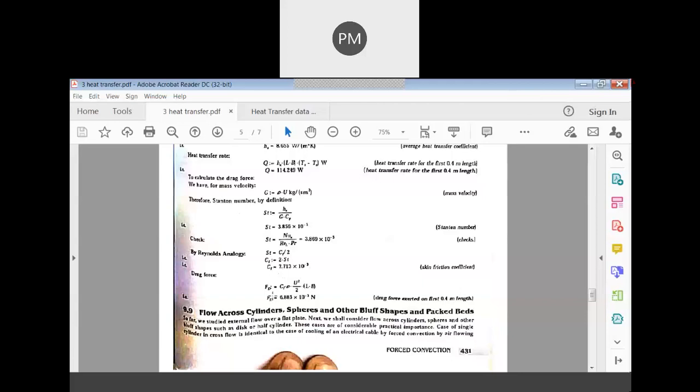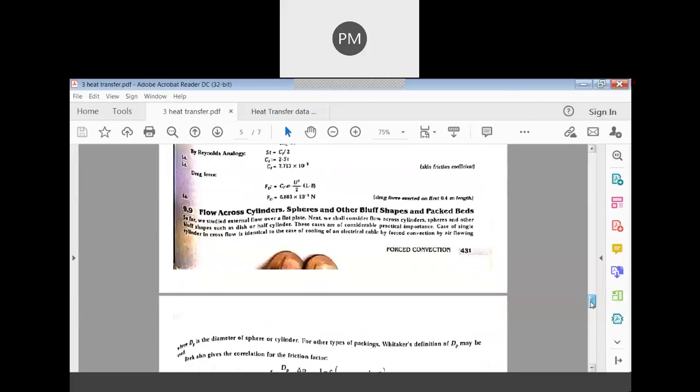So once you got this, for the drag force you know the formula, CF into rho u square by 2. So just substitute the values, you know all the values. CF you have calculated just now, density, velocity, length and width, all you know the values. Substitute and get the value of drag force. Right, okay.